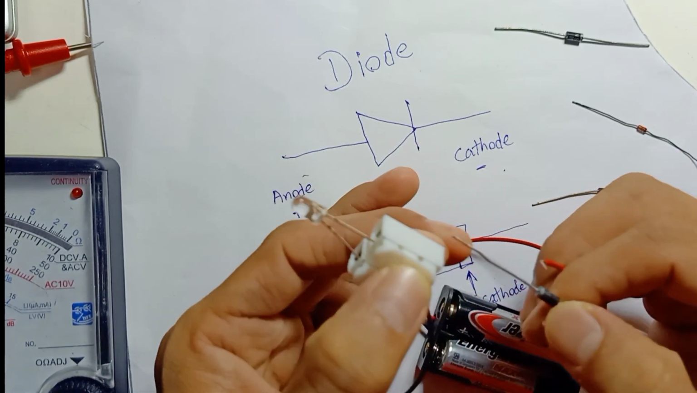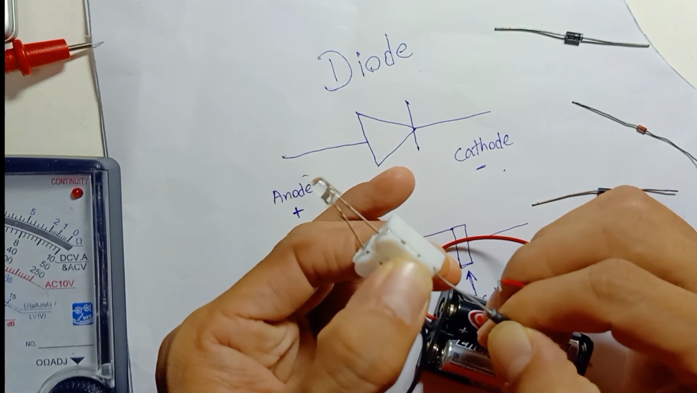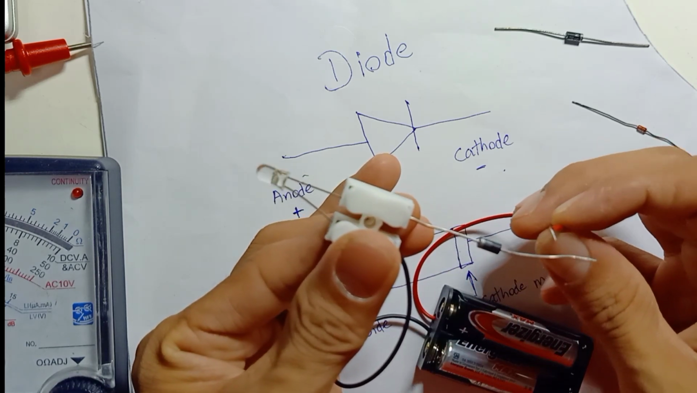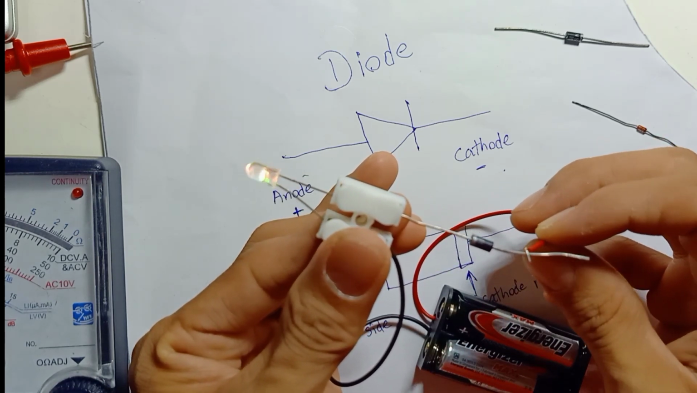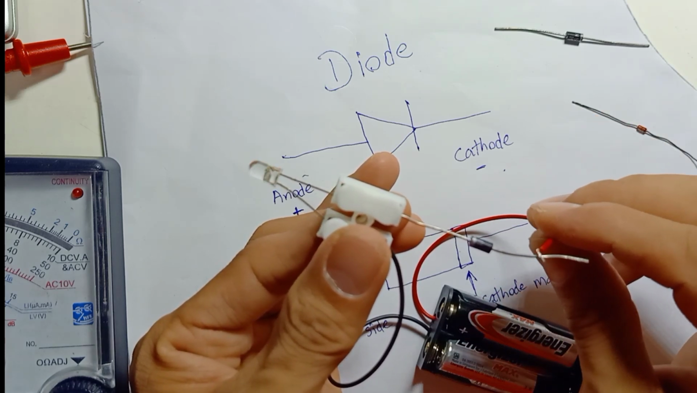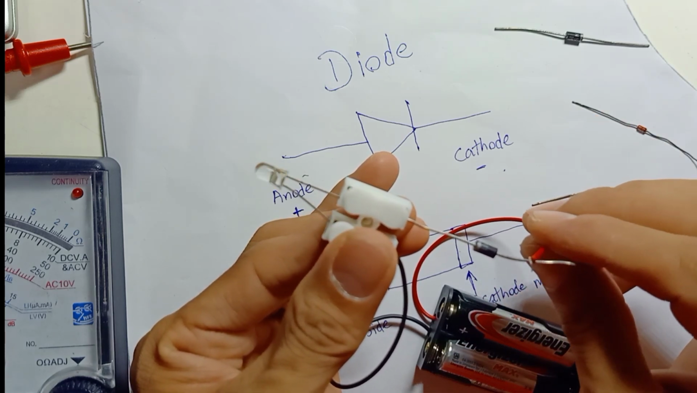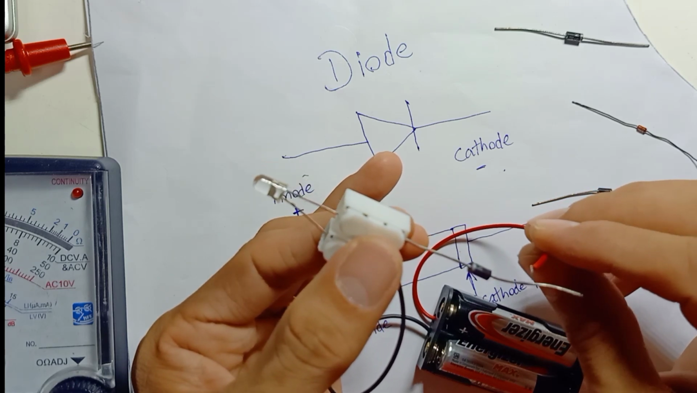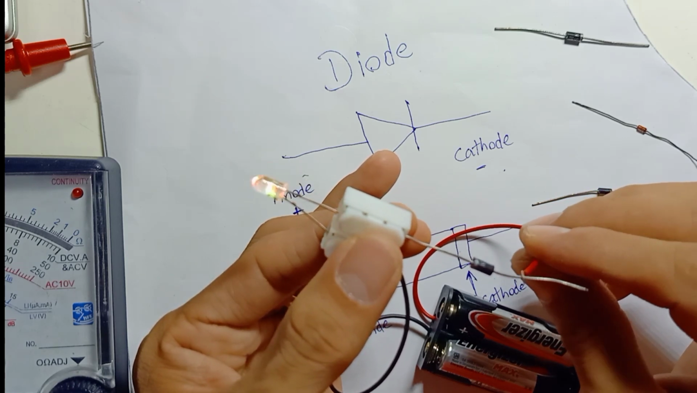It is also widely used to convert from AC to DC, because AC voltage is rough and DC voltage is smooth, so the diode is mainly used to convert from AC to DC.